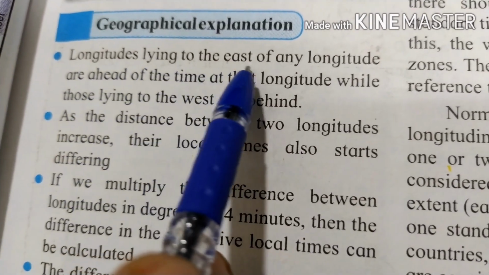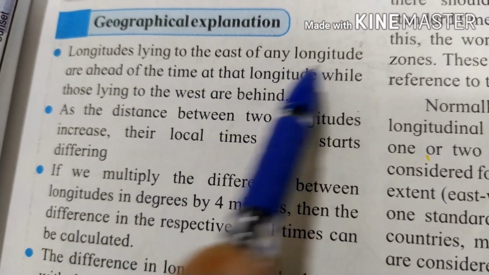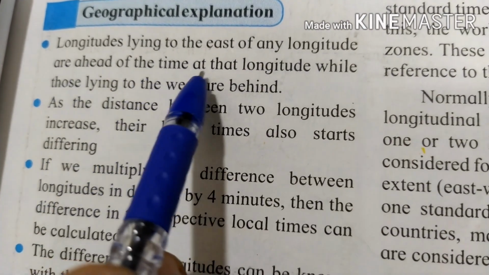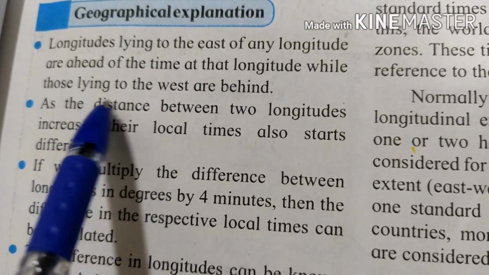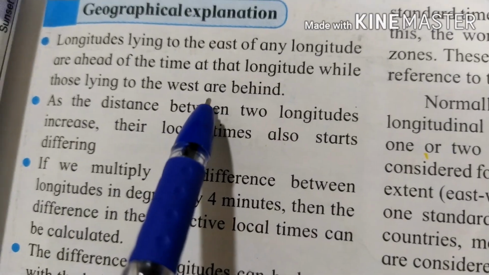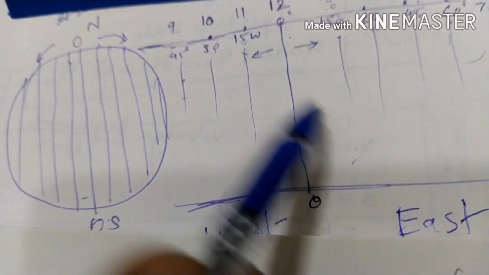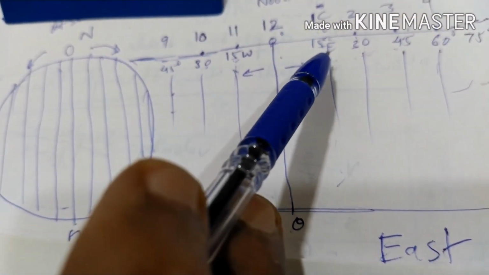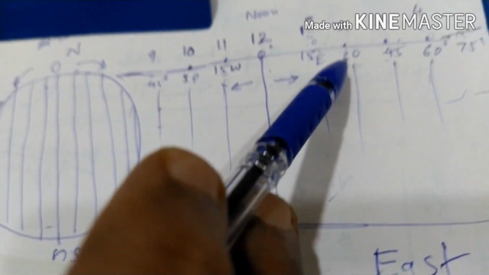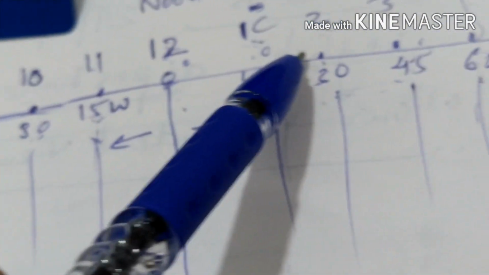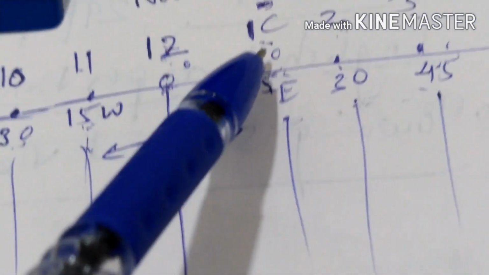Longitudes lying to the east of any longitude are ahead of the time at that longitude, while those lying to the west are behind. Okay, so we have seen this. For example, this is the east and this is the west. These are the longitudes. So the timings are, for example, on 30 degree it is 2 o'clock, and on 15 degree it is 1 o'clock.